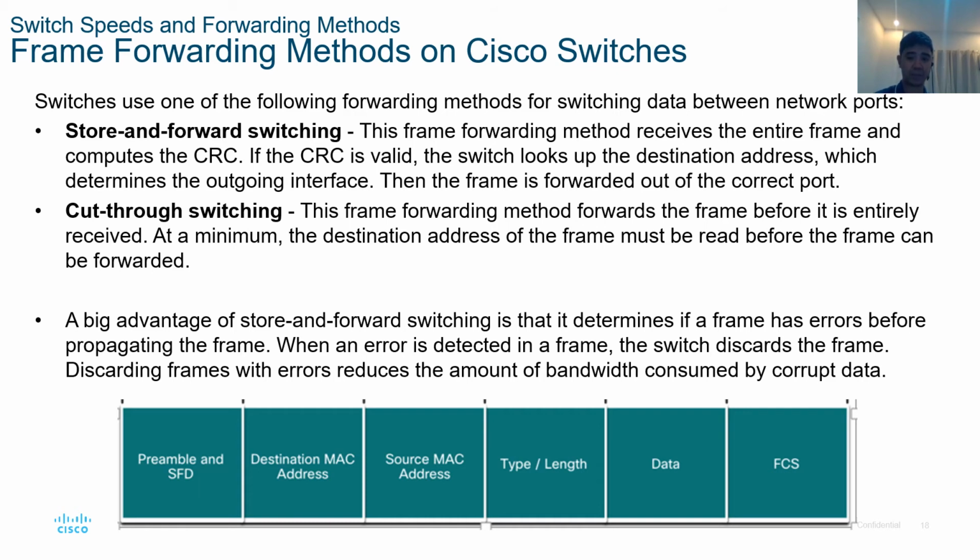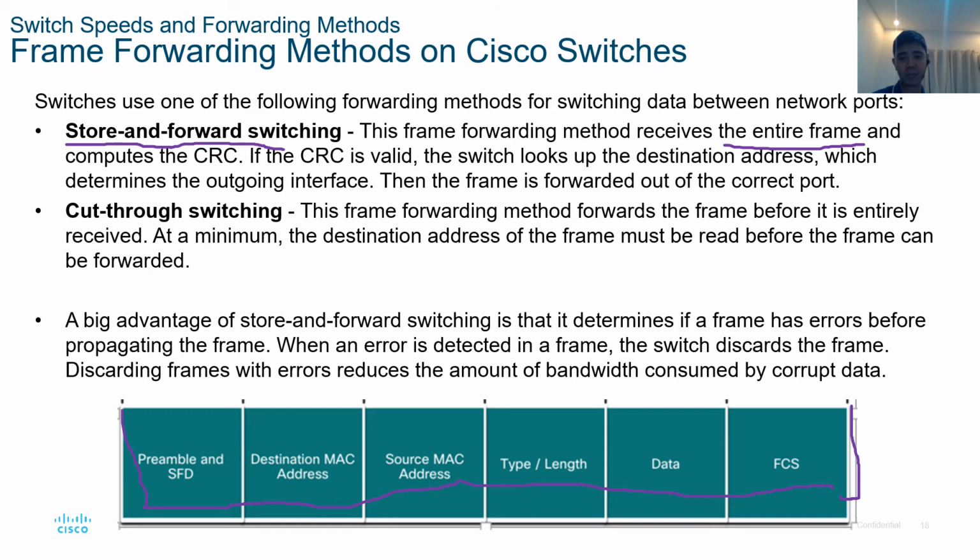If a switch uses store and forward, which is the most commonly used, what the switch will do is read the entire frame. That's the keyword: read the entire frame. Take note that inside the frame we have the preamble, the destination and source MAC, the length, the data, and the FCS. So all parts in the frame are read if a switch uses store and forward.